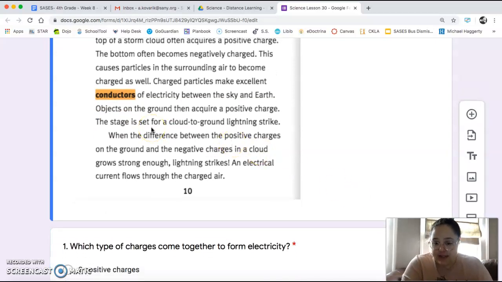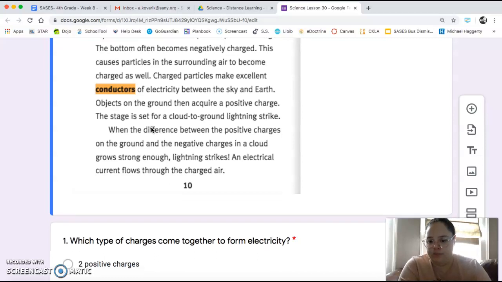So it says the stage is set for a cloud to ground lightning strike. When the difference between the positive charges on the ground and the negative charges in a cloud grows strong enough, lightning strikes. An electrical current flows through the charged air.